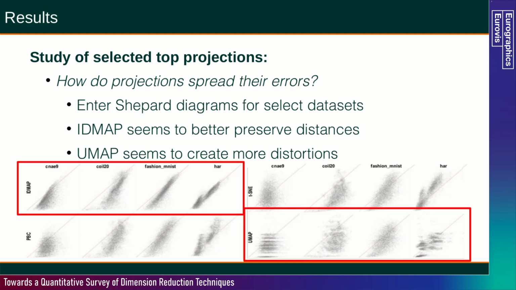And how do projections spread their errors? By using Shepard diagrams, we can see that IDMAP seems to better preserve the distances. So you can see in the case of IDMAP for Fashion MNIST, an almost perfect correlation, which is very good. Whereas for UMAP, you can see that it creates more distortions.